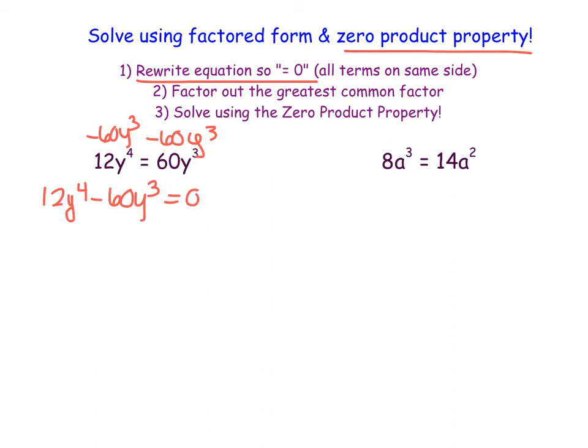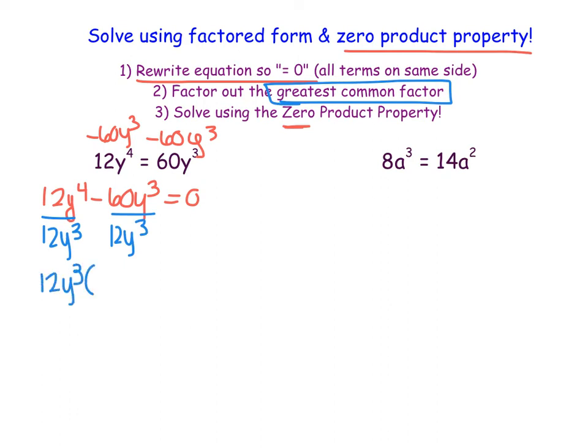So now I have the 0 part of that zero product property. And now I need to get the product part. Well, the way to get the product part is to factor out the greatest common factor. So here I notice that both of these are divisible by 12 and they share a y cubed. So my greatest common factor is 12y cubed, and as I factor that out, that becomes 1y minus 5, and those y cubed cancel out.